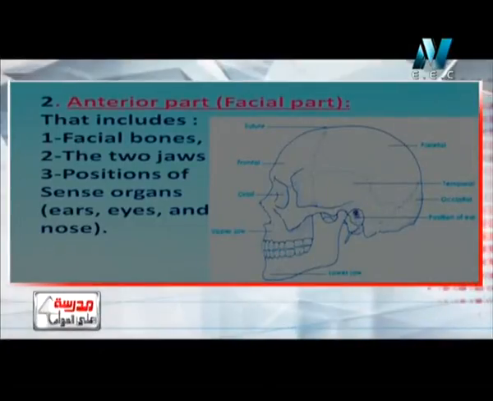So what is the function of the skull? The main function of the skull is to protect the brain. The skull is also called the cranium. Cranium means the skull. Its function is to protect the brain inside it. We will find the brain inside our skull.